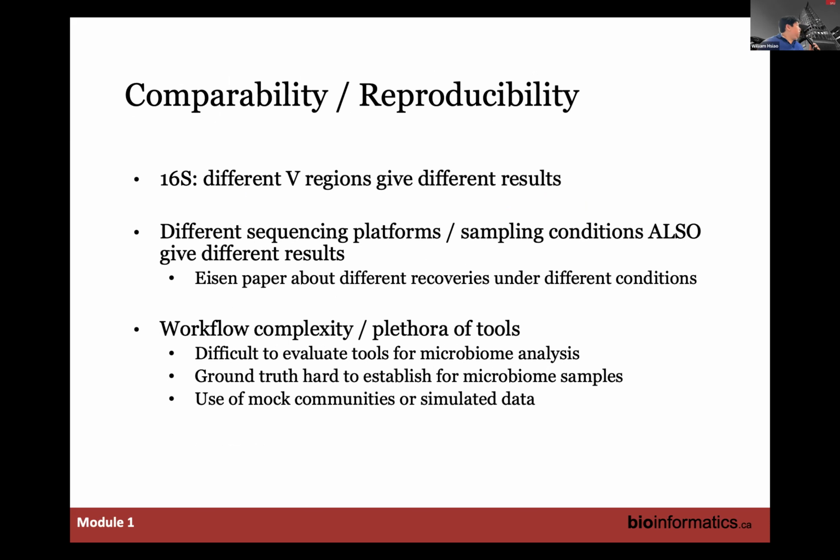Okay, so lastly, as I mentioned, reproducibility is still an issue in microbiome studies. In the early days, and I think Rob will talk about some of these, using different 16S hypervariable regions, you can actually get different results in terms of the community profile, because the different primers have differential amplification or preference for different species. There are also differences in sequencing platforms and sampling conditions that can affect your results.